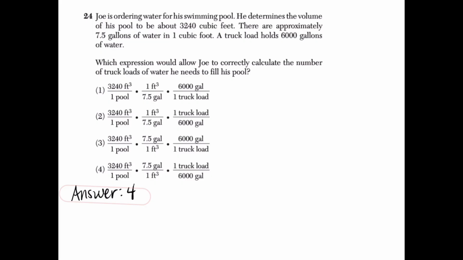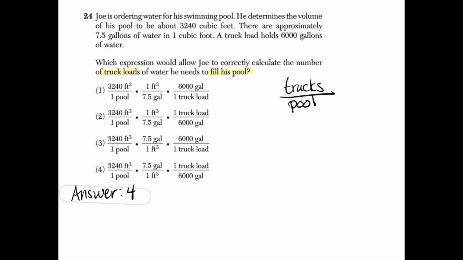So there's a ton of information in this problem. They're telling us about gallons and feet, and how many gallons are in a truckload of water, all this information. What they're basically asking us is which expression will allow Joe to calculate the number of truckloads of water he needs to fill his pool. So I am looking for which of these gives me how many truckloads of water per pool. Okay, trucks of water over pool.